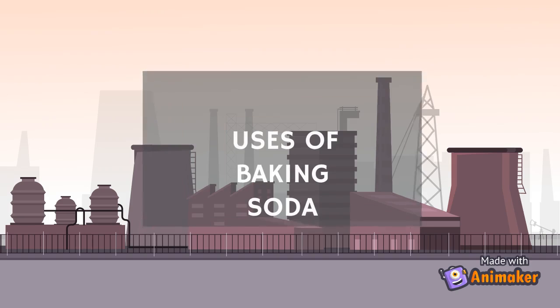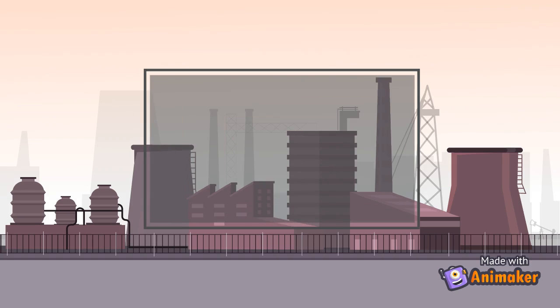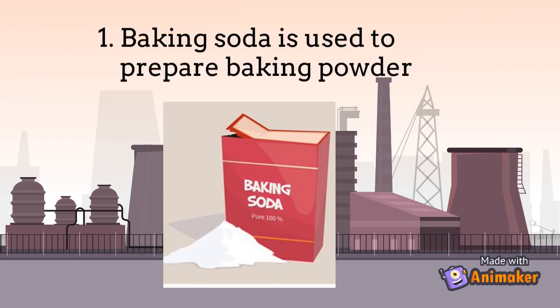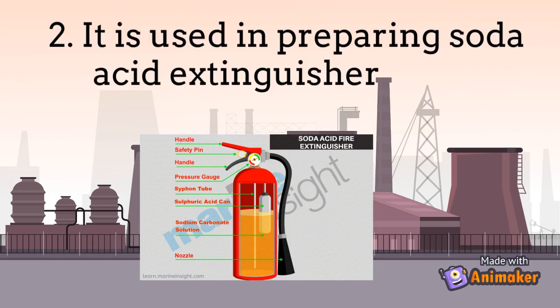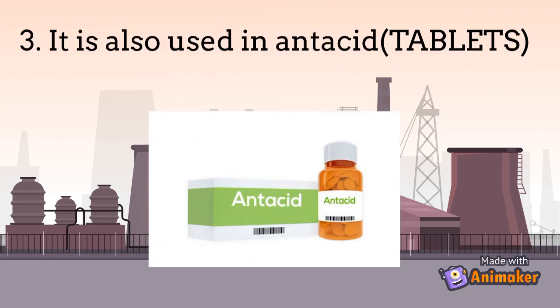So now let us learn the uses of baking soda. Firstly, baking soda is used to prepare baking powder, which we use in our cooking and kitchen. Secondly, it is used in soda acid fire extinguishers, which are nowadays not so common. And thirdly, it is used in antacid tablets, because when someone suffering from acidity in the stomach eats these tablets, a neutralization reaction happens and the acidity is neutralized.